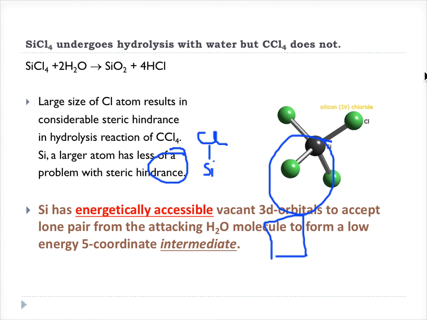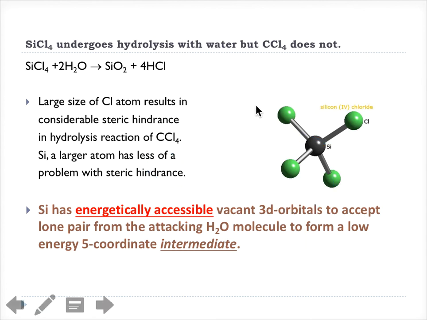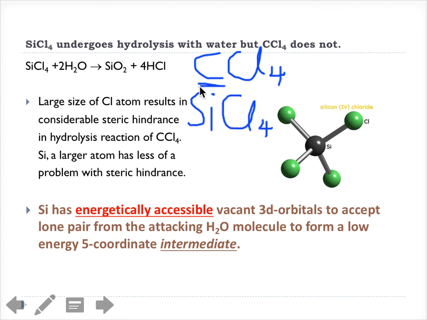Now, why is silicon tetrachloride able to do so? It is able to do so because if we compare CCl4 and SiCl4, in CCl4 the carbon is much smaller than the silicon, so the 4 chlorine atoms will crowd around the C, and this gives the molecule very large steric hindrance. So if the water molecule wants to come in to attack the carbon, it cannot do so because the 4 chlorine atoms are blocking the way. Now with silicon, this is much less of a problem.